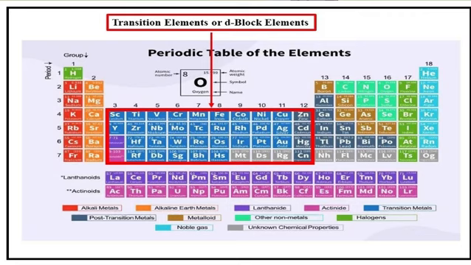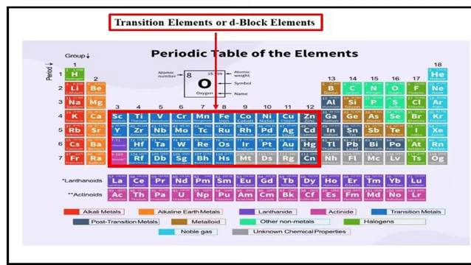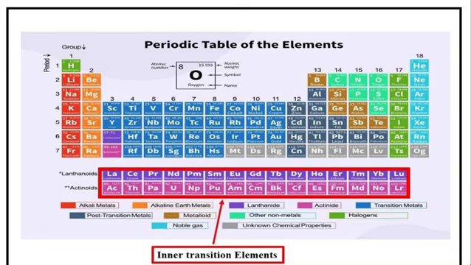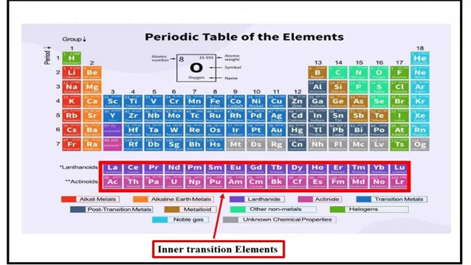Third one is transition elements. Elements of group 3 to 12 in the modern periodic table are called transition elements. They are also known as D block elements. Fourth one is inner transition elements. Lanthanoids and actinoids, which are placed below the modern periodic table as a separate panel, are called inner transition elements.